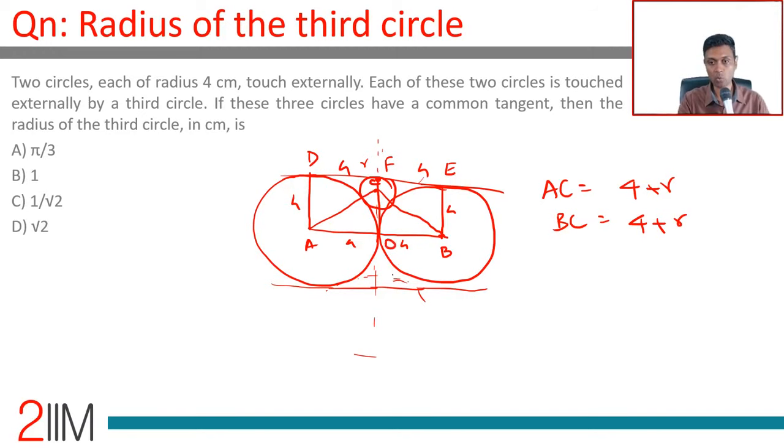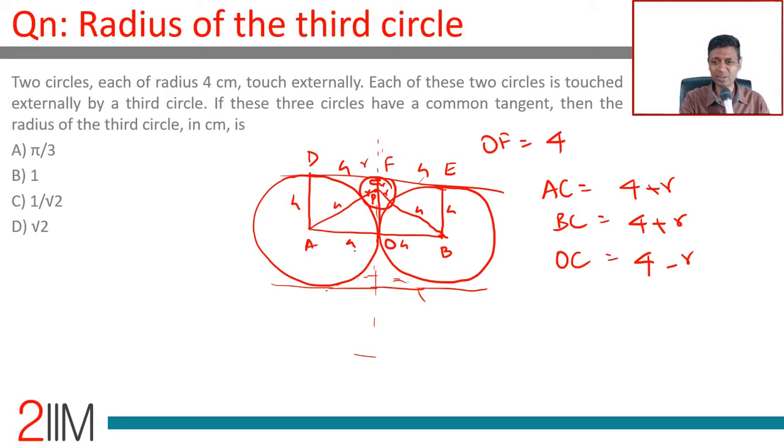Let's say this point is O. OF is 4. OC is 4 minus R. This is R, R, R, 4, 4. The whole thing is 4, 4 minus R. Let's say the center of this point is P. We need to somehow find out CP, which is R. Find OP, one of those.